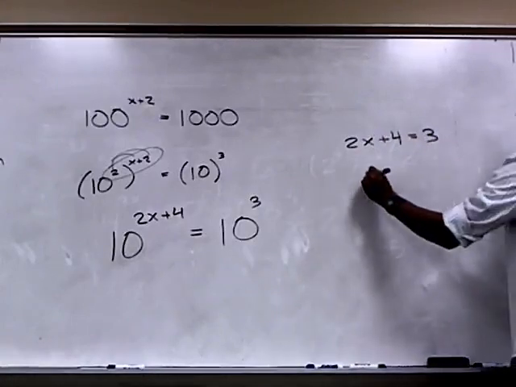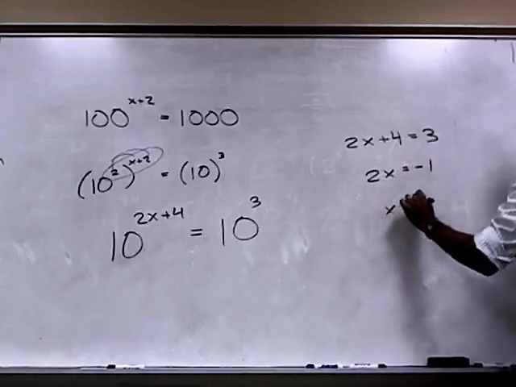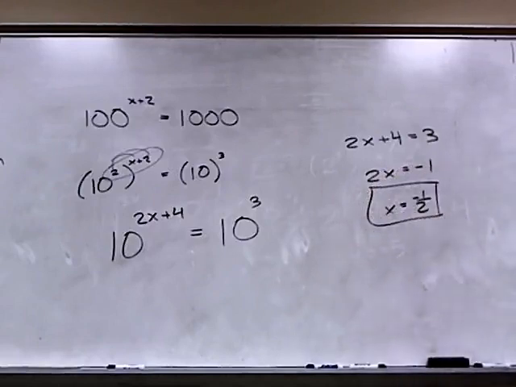Subtract 4 from each side. Divide by 2. x is -1/2.